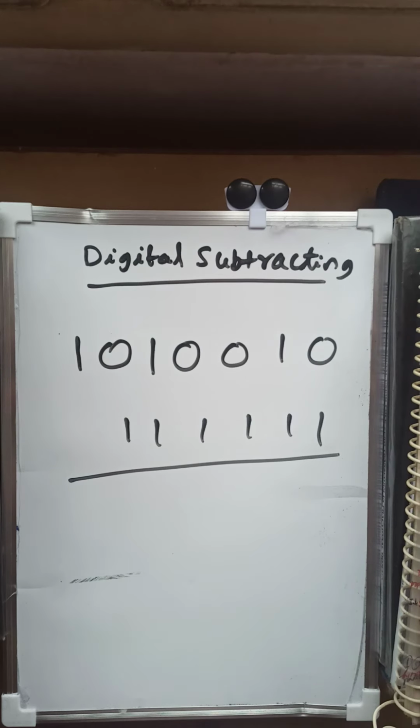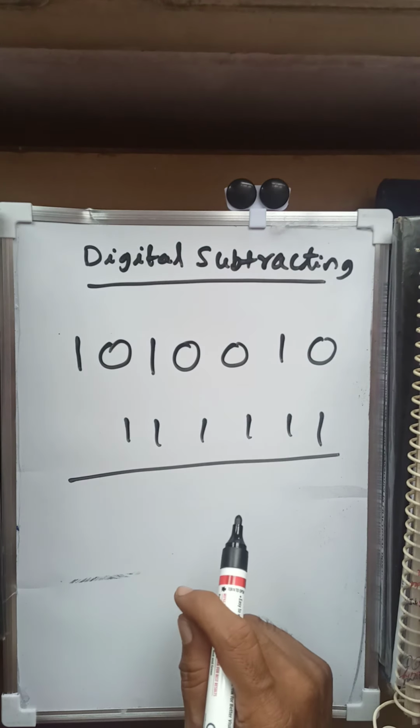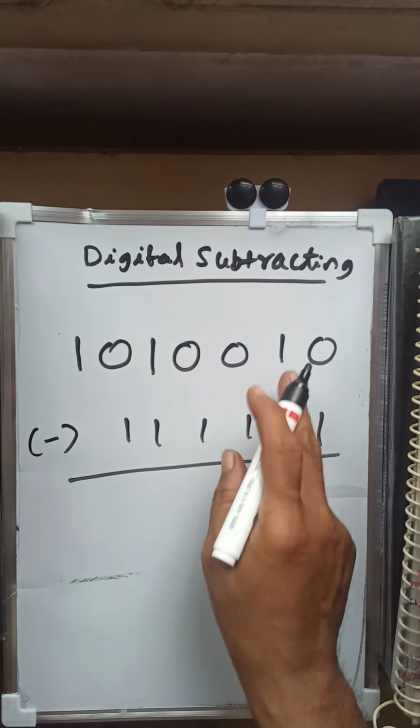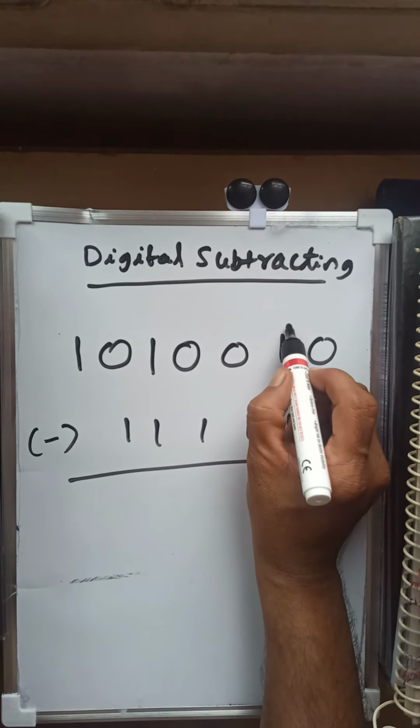So consider this as an example of digital subtracting and how it will take place. Here, first is 0 minus 1. We can't subtract 1 from 0. So then what to do?